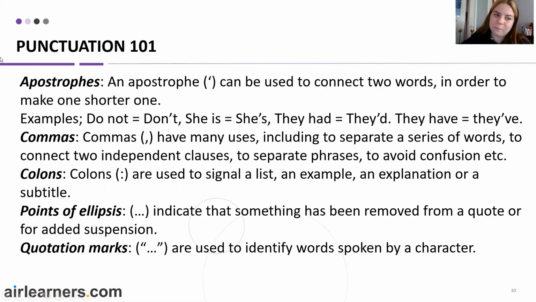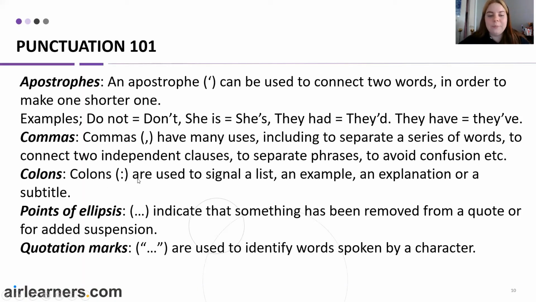Now, punctuation. We've got apostrophes. An apostrophe, as seen here, can be used to connect 2 words in order to make one shorter word. Examples include do not is equal to don't, she is she's, they had they'd, and they have they've. Next is commas, as we can see here. They have many uses, including to separate a series of words, to connect 2 independent clauses, to separate phrases, and to avoid confusion.